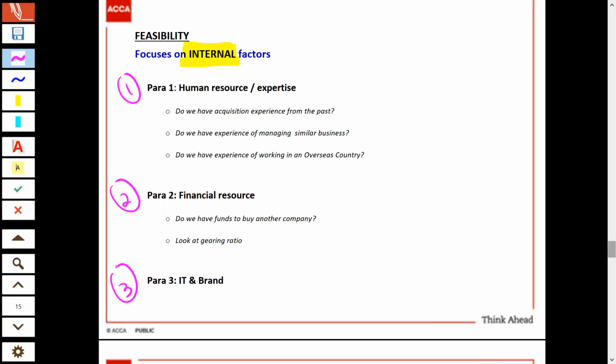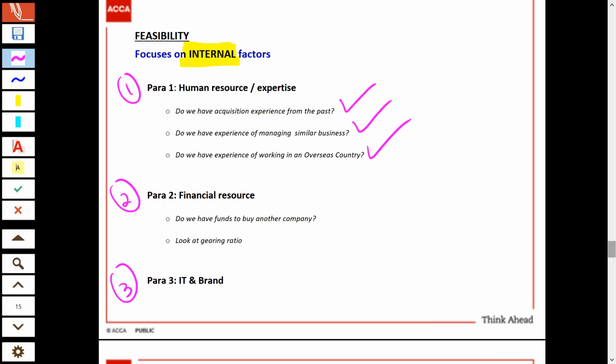Okay, so I need you to cover 3 paragraphs in feasibility. The first paragraph will talk about human resource and expertise. So you need to write 3 small paragraphs. The first paragraph will talk about, do we have acquisition experience from the past? If you are planning to acquire a company, the first thing I would like to know is whether we have the experience of acquisition, because acquisition is not easy. It requires certain expertise. It will be mentioned in the scenario whether you have done acquisition in the past or you have never done acquisition in the past. You just need to identify that information and reproduce it here.